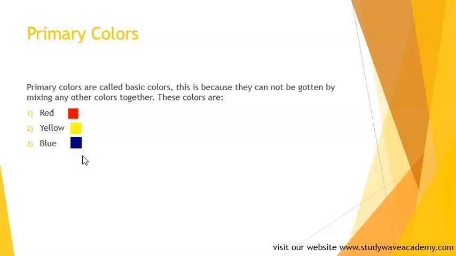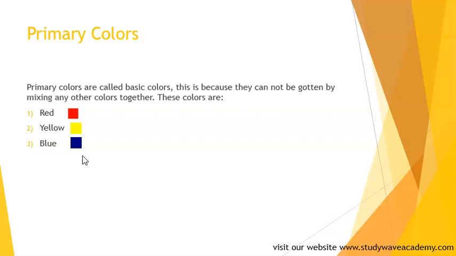So primary colors are called basic colors because they cannot be gotten from any other colors. If you mix other types of colors together, you cannot get red, you cannot get yellow, and you cannot get blue. That's why they are called primary colors. Okay?